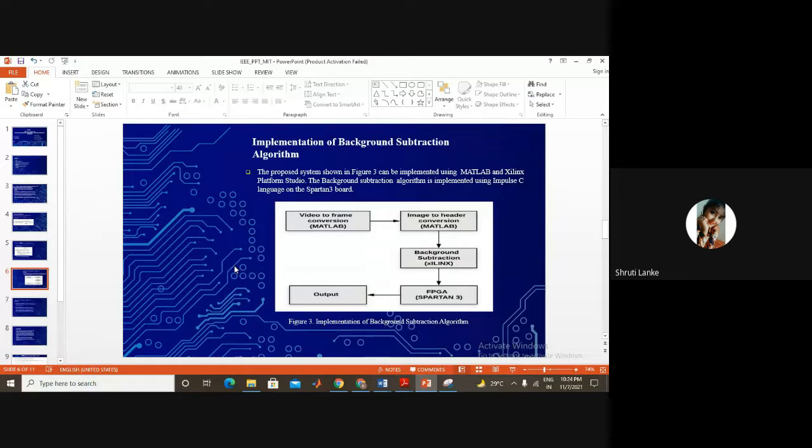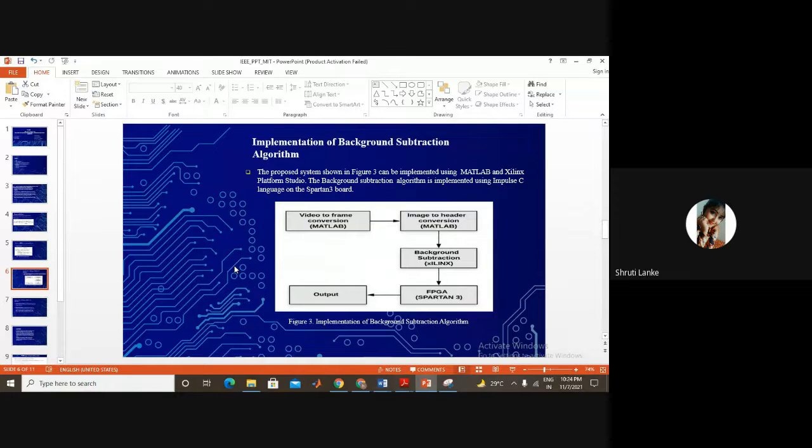Second one is the header conversion. After grayscale conversion, there is a need to generate header files for further processing of background subtraction. The grayscale image is a one-dimensional image with 256 intensities of varying shades of gray, and based on these intensity values for each pixel, the header files are generated on MATLAB.